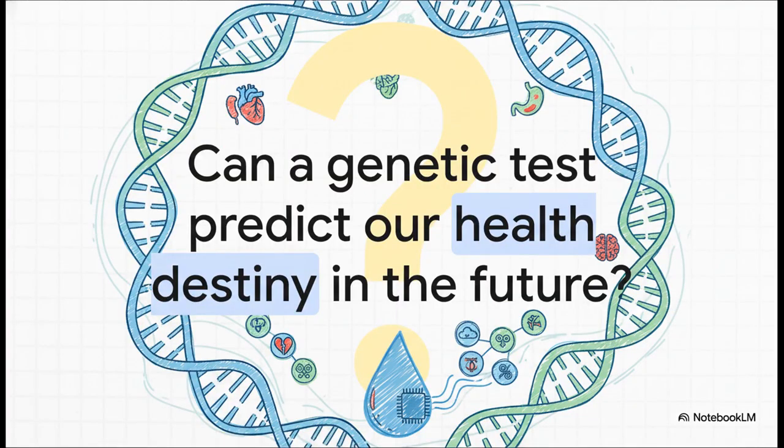And that leaves us with one final and pretty provocative thought. As these polygenic risk scores get more and more accurate, what's it going to mean for us when our genetic risk for hundreds of diseases can be calculated from just a single drop of blood? What does that future even look like?